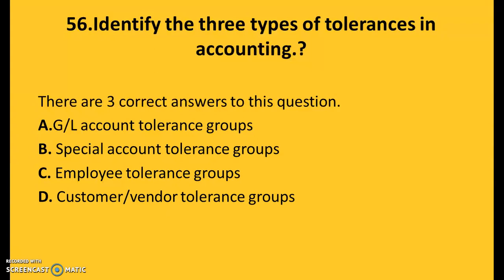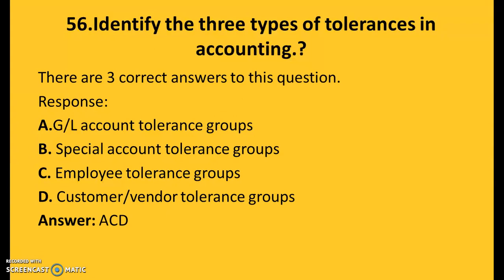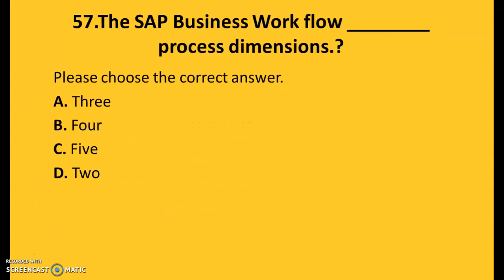Identify the three types of tolerance in accounting. There are three correct answers for this question. So we have GL account tolerance groups, special account tolerance groups, employee tolerance groups, customer and vendor tolerance groups. So the right answers are A, C, and D. So three types of tolerance in account are GL account tolerance group, special account tolerance group, and customer vendor tolerance groups.